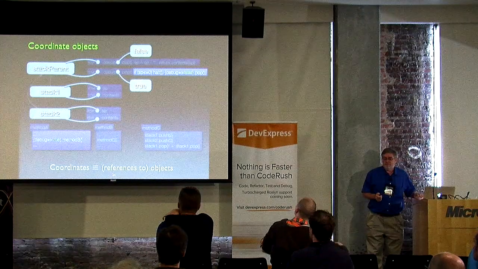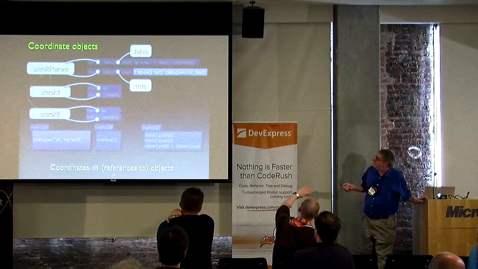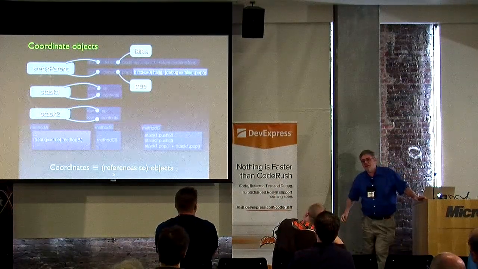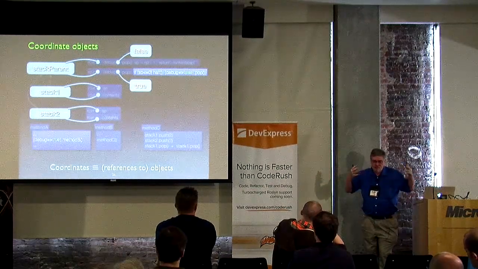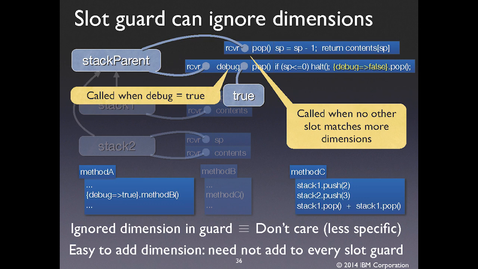Yeah? Out of curiosity, the debug that's coming through, how does it know when to stop implicitly passing it down the line? It's just passed all the way down. It's context. It's been established. I'll show you in a moment there's syntax where it can explicitly stop it.